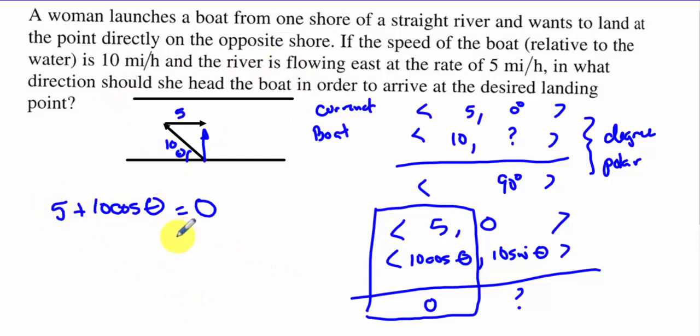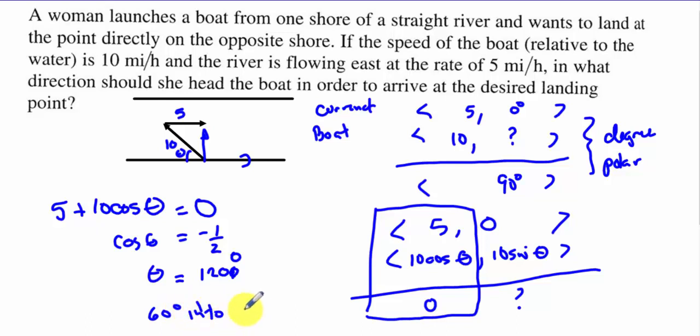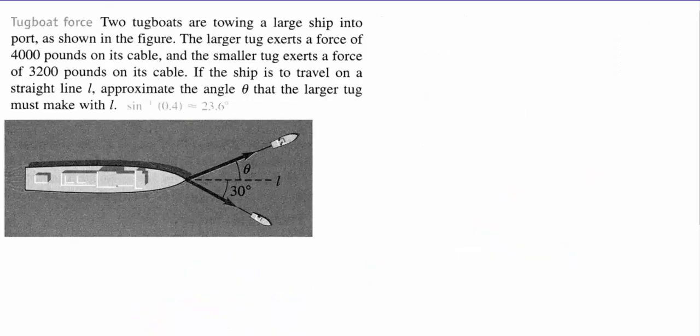So when I go through and do this, I'll have negative 1/2 is equal to the cosine of theta. So theta is going to equal 120 degrees, and that would be from the 0 position. This angle here would be, if you want to call it, 60 degrees. Either way. Here's a very similar problem.